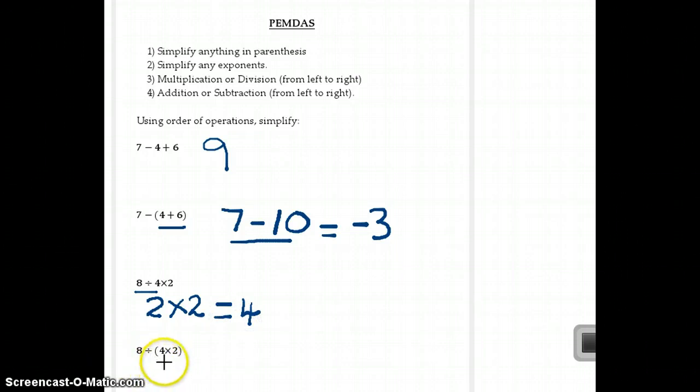Here we have parentheses. Which comes first? Parentheses. 4 times 2 is 8. Rewrite the value. Rewrite everything that's left. 8 divided by 8 equals 1.